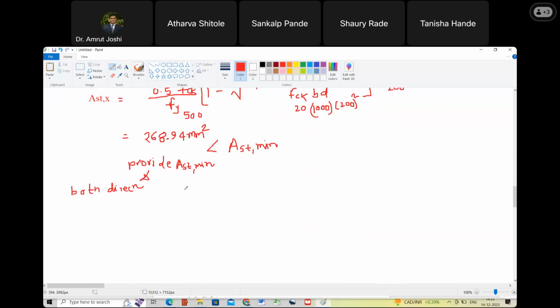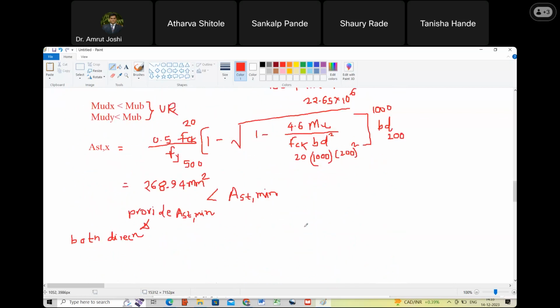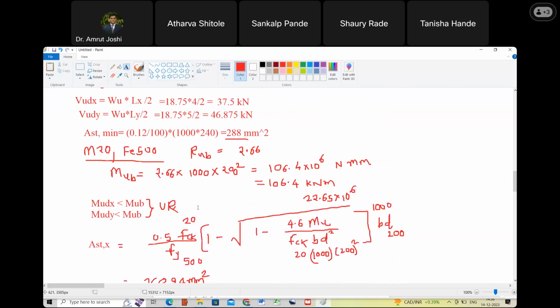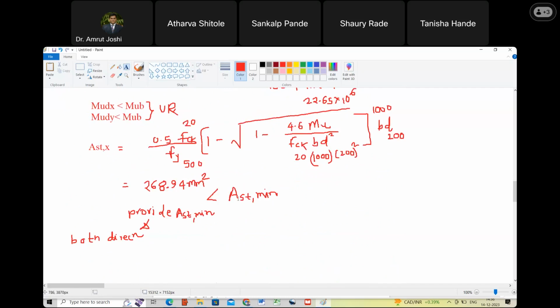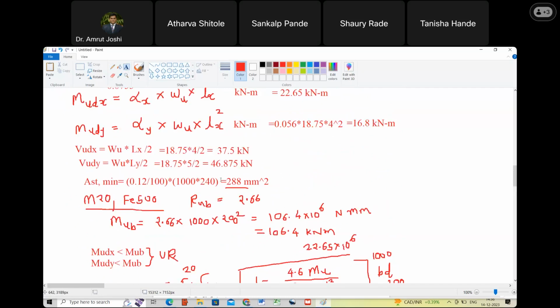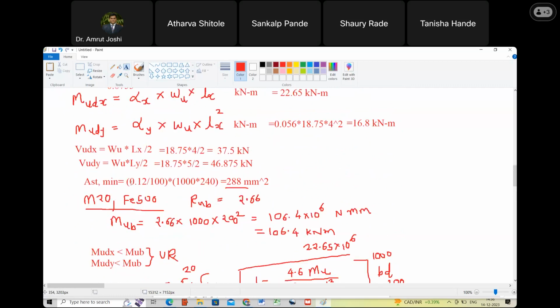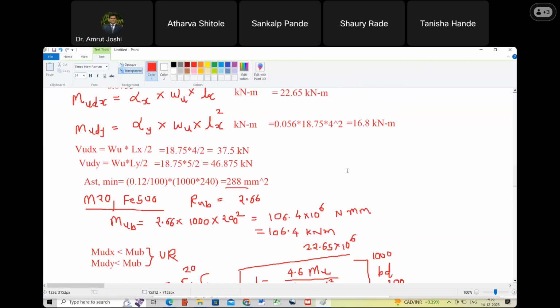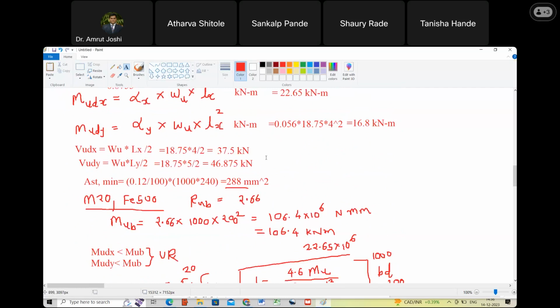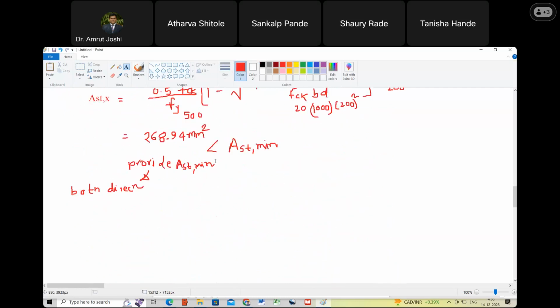Yes, sir. If for the greater moment the steel is coming less than minimum, then for the lesser moment it will come even less, but we have to provide AST minimum. Are you with me? Yes, sir. So therefore in both directions we are going to provide steel equal to 288 mm square. And what is that percentage? That percentage is 0.12 because how did we calculate AST minimum? It is 0.12% of gross cross section, isn't it? Yes, sir. Okay. So therefore provide 288 mm square.